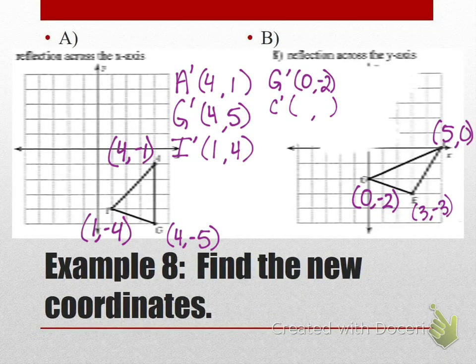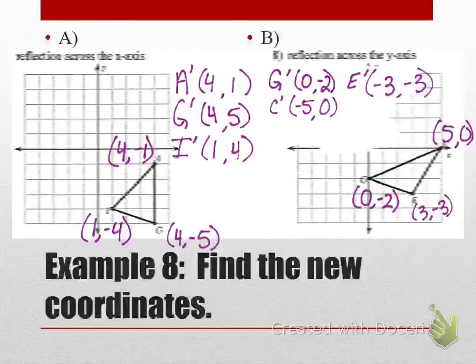C prime. What are my new coordinates? Is C off to the side? -5, 0. Good. And then E prime. -3, -3. Good. Questions, concerns about reflections? Warm, fuzzy feelings. Cold, prickly feelings. Void of all emotion forever. Okay?